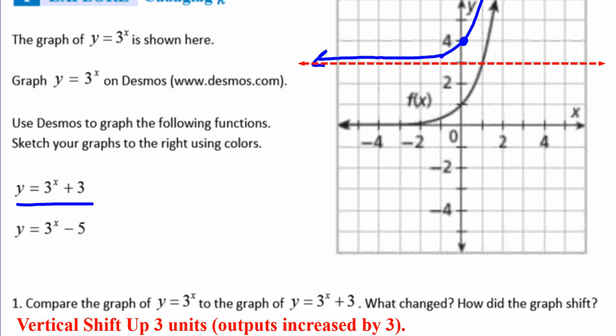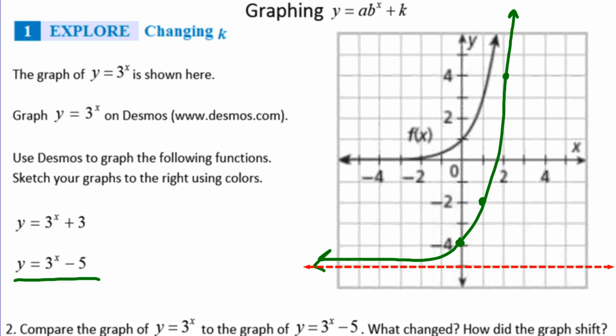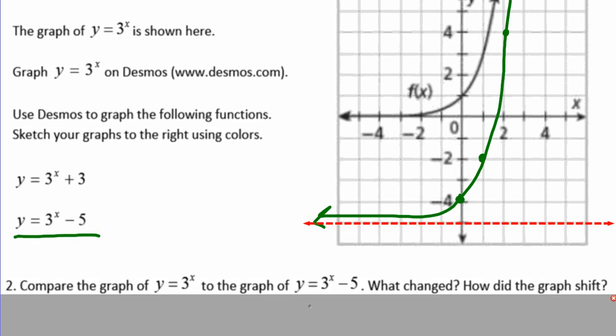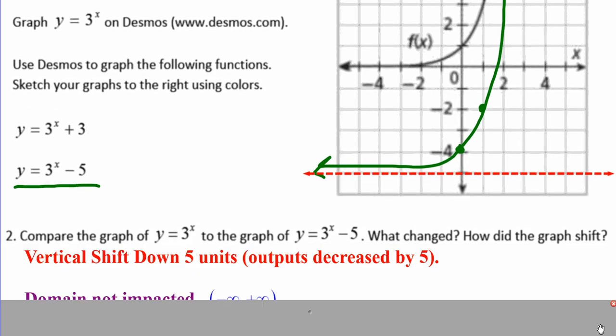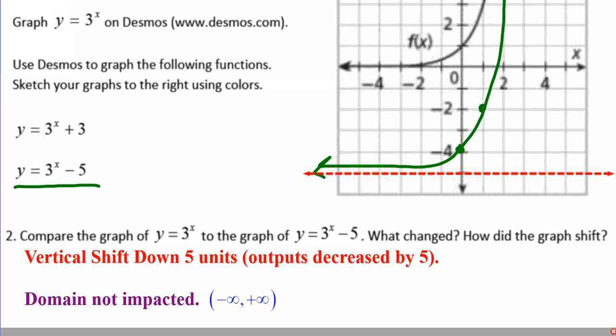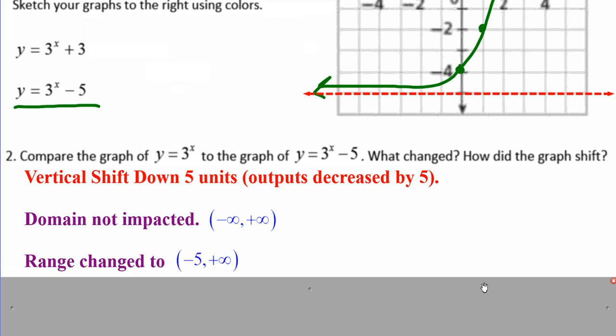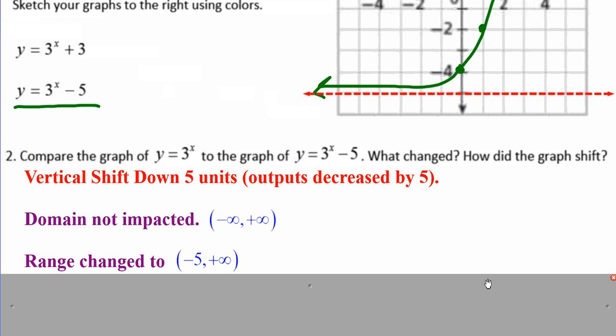Now let's take a look at y equals 3 to the x minus 5. So again, here's our parent function, 3 to the power of x. Now 3 to the x minus 5 looks like so. How did it change? Well, this graph shifted down, and again, compare those y-intercepts. We can see it shifted down 5 units, as well as the horizontal asymptote. So again, the domain was not impacted. The range was. If we're talking about the range for this function, we'd have to say that y would have to be greater than negative 5. And again, we've got the interval notation to talk about that.